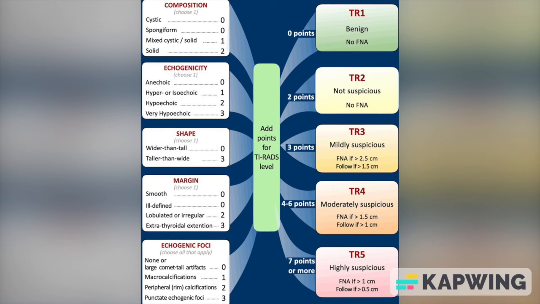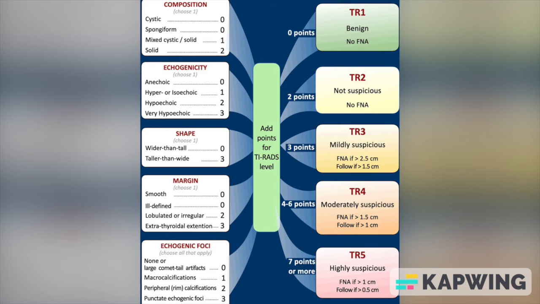5th category is echogenic foci. If there is none or large comet tail artifacts, it is 0 points, macro calcification 1 point, peripheral rim calcification is 2 points, punctate echogenic foci is 3 points. After getting the points from each category, they are added up, and depending on the score, it will tell you if it is benign or highly suspicious.